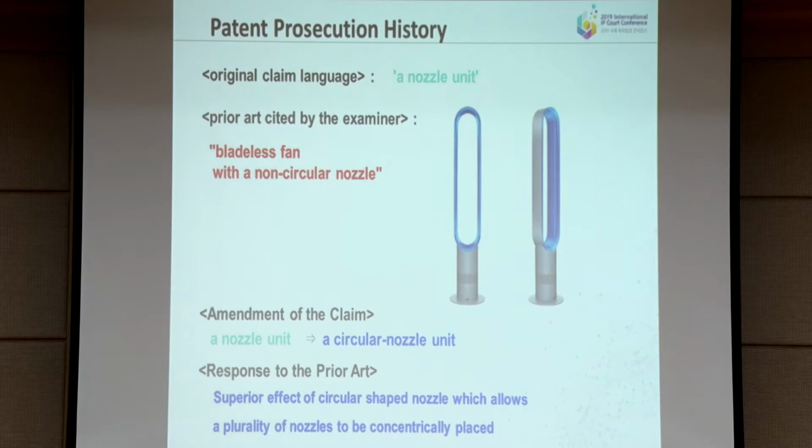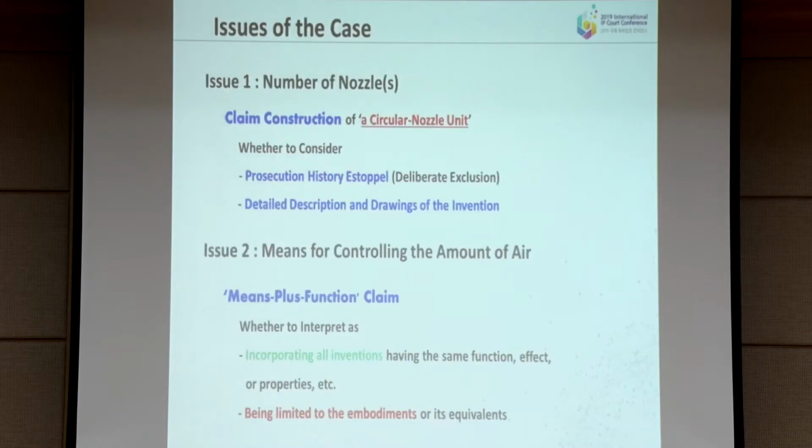At the same time, the plaintiff made a response explaining the superior effect of a circular shaped nozzle, which allows a plurality of nozzles compared to a single non-circular shaped nozzle. The issues can be summarized as the following. The first issue is claim construction of a word, a circular nozzle unit.